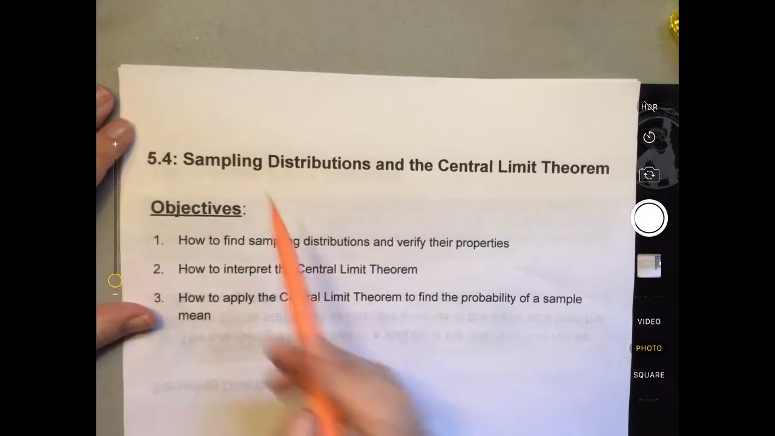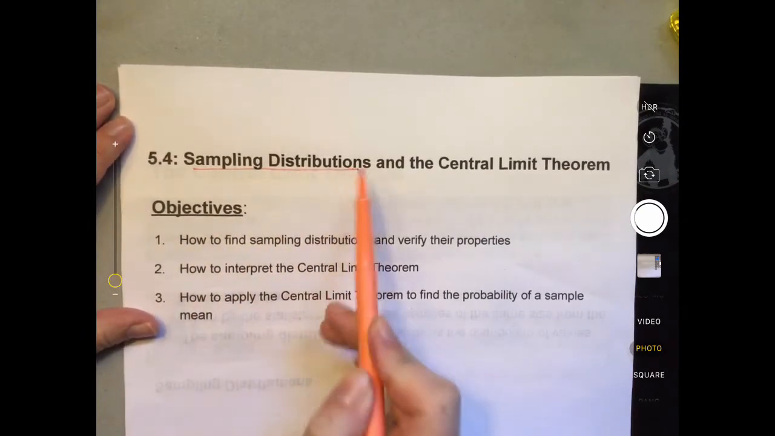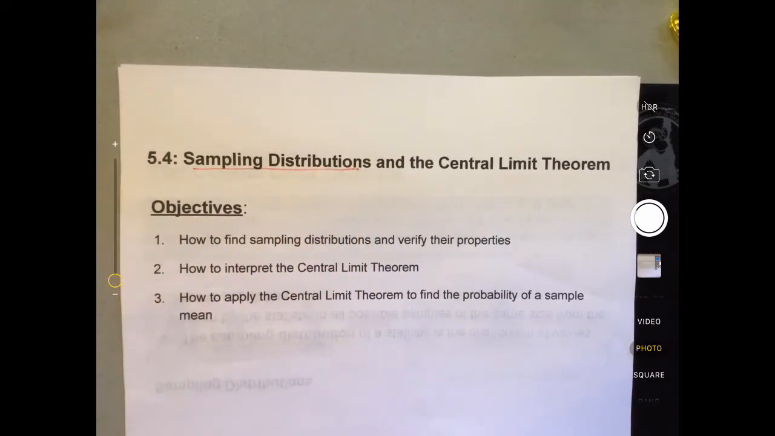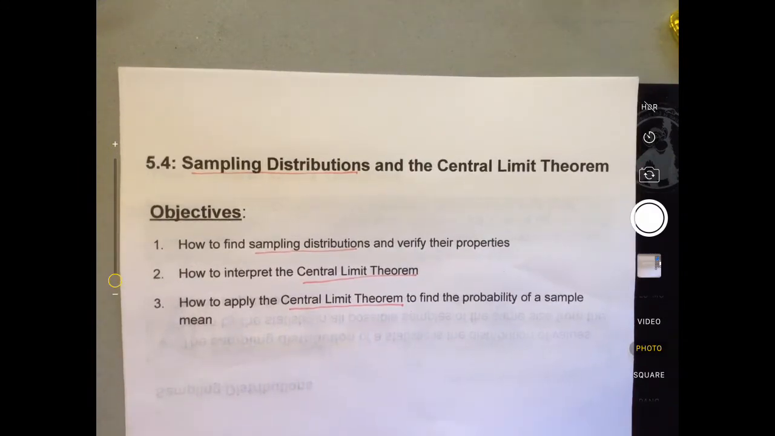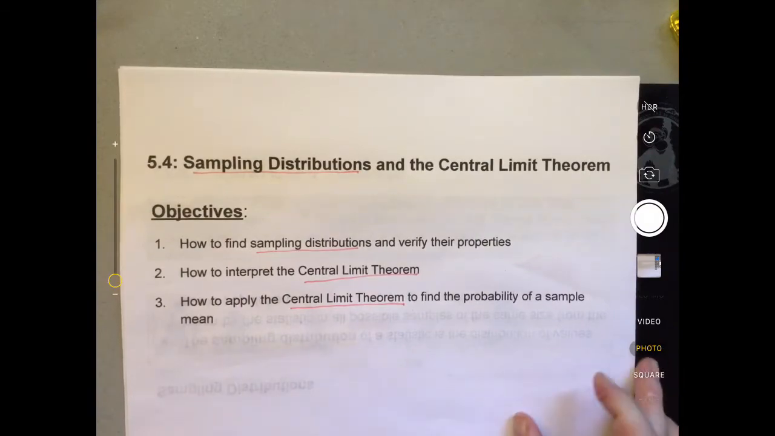We have a new term called a sampling distribution. Anytime you see this term, you are going to have to change the standard deviation. So we're first going to be talking about sampling distributions, what the central limit theorem means, and then how to apply the central limit theorem to find the probability of a sample mean.